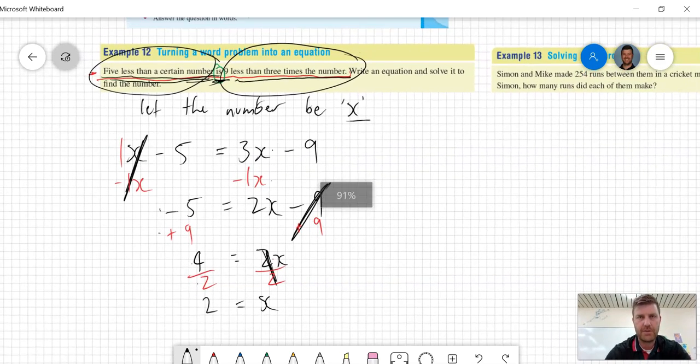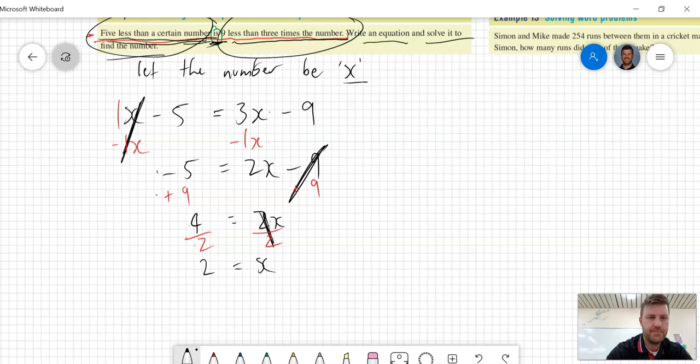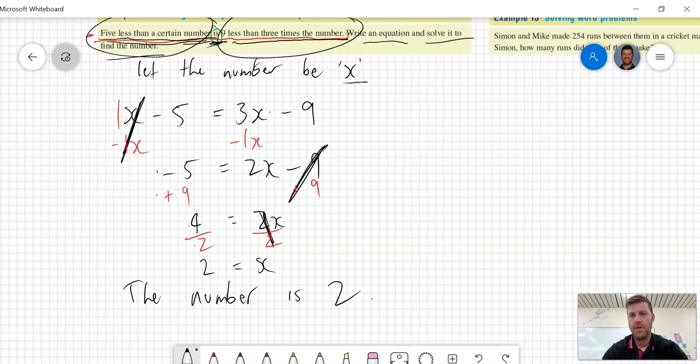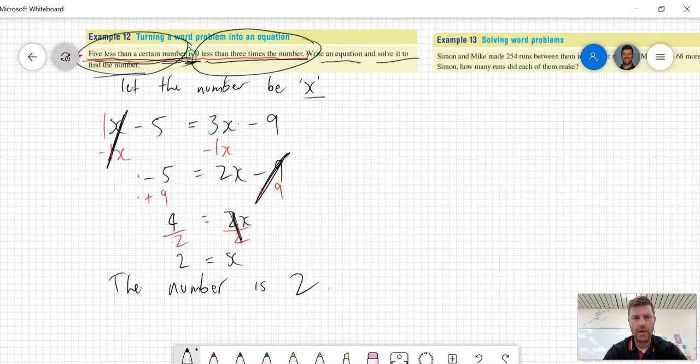Now, if you remember back to the key ideas here, it says answer, solve the equation. Yep, answer the question in words. So it says write an equation, we did that, and solve it to find the number. I then need to say the number is 2. Okay, finish it off by writing your answer in words.